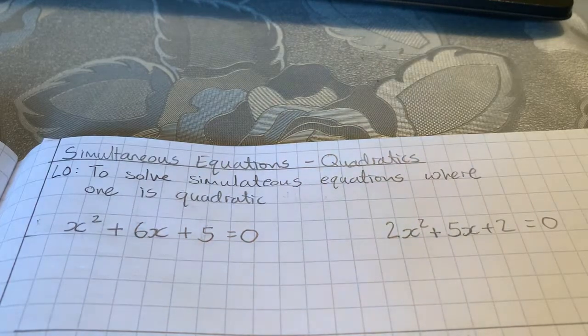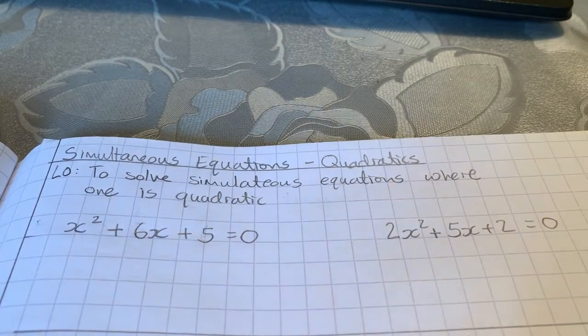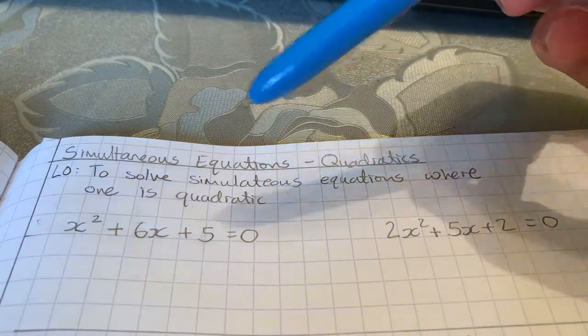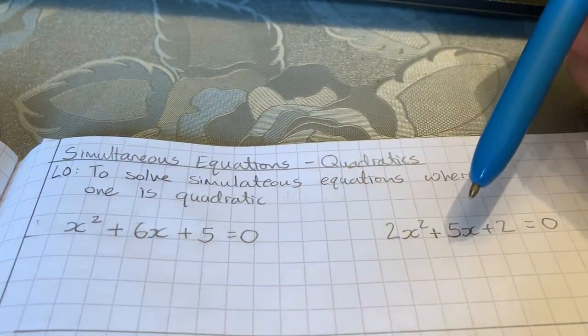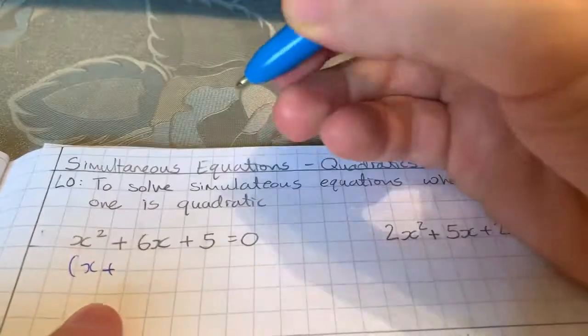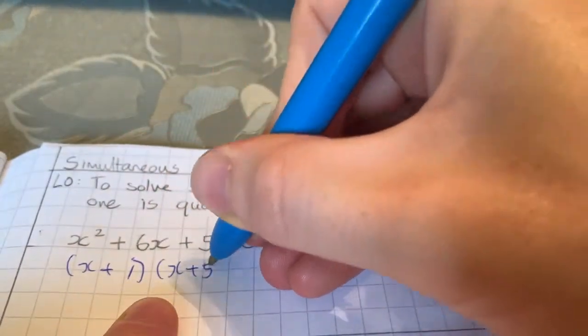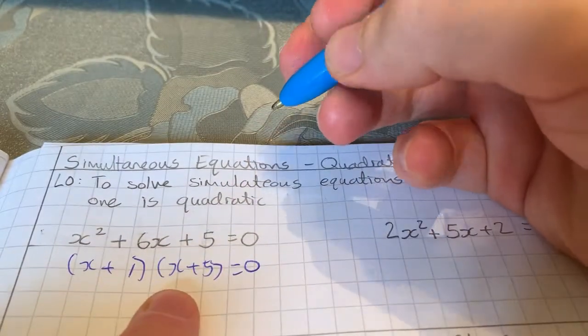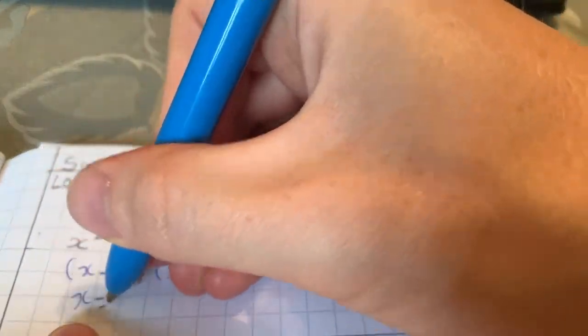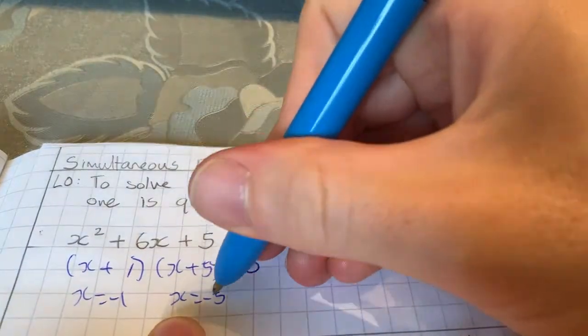Going over solving simultaneous equations where you have one that is quadratic. Now, before you start, you've got to be confident with looking at quadratics like this and solving through factorizing. So just so you understand, that will be when you've got, for example, x plus 1, x plus 5 for this one, because I've factorized it to solve it, and then saying x equals minus 1, x equals minus 5.